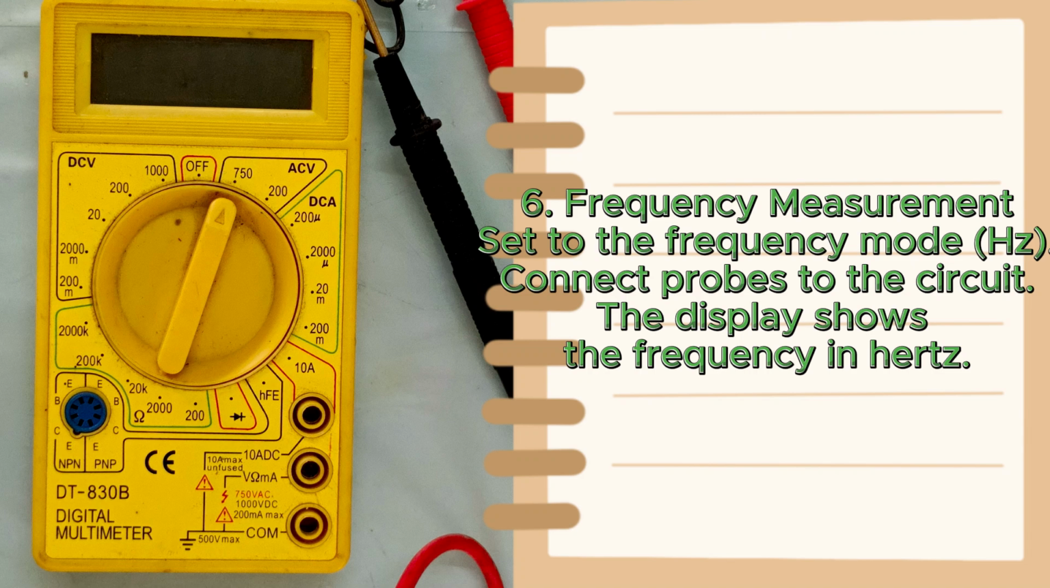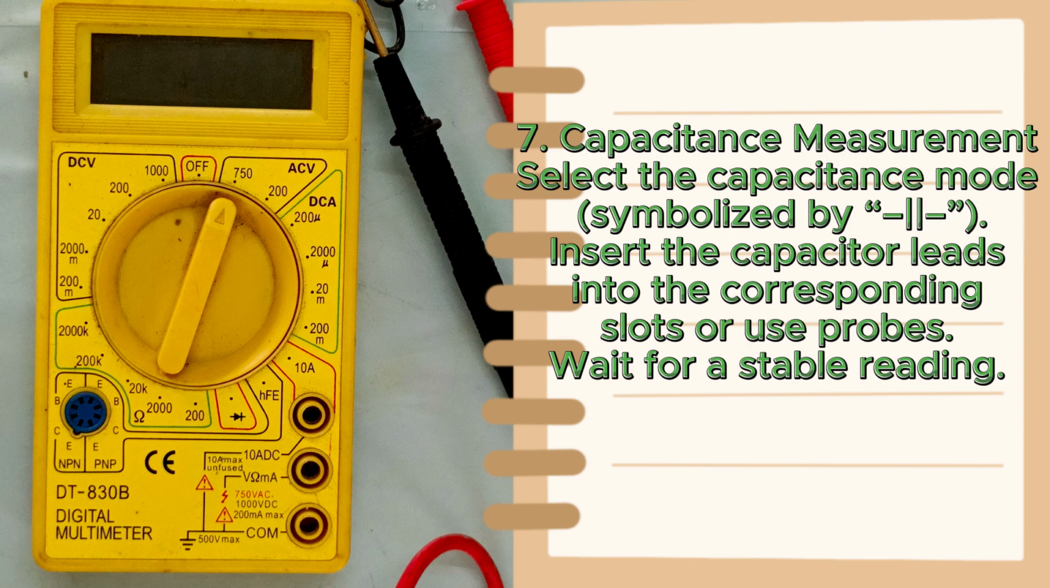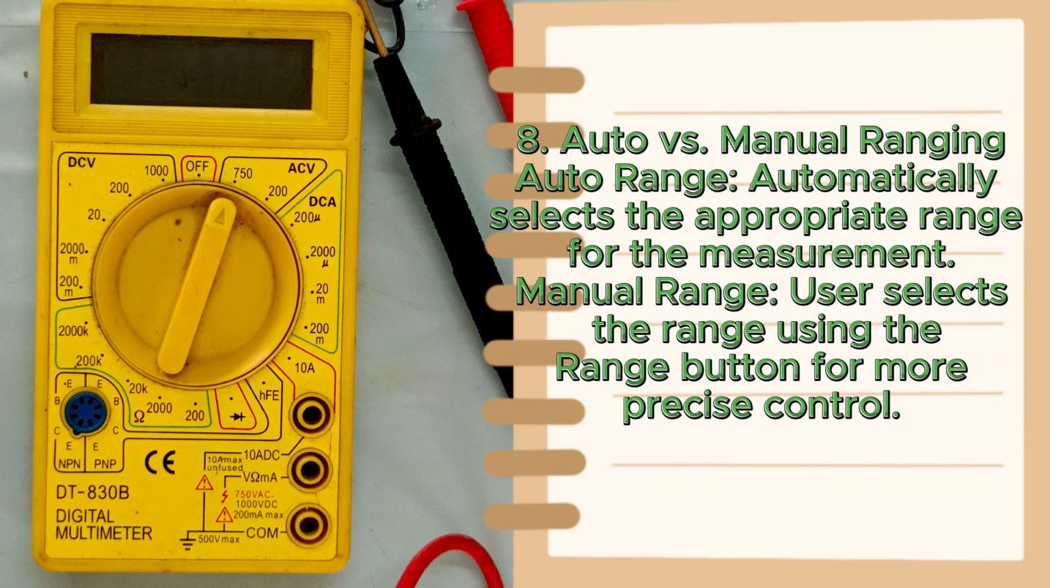6. Frequency measurement. Set to the frequency mode, Hertz. Connect probes to the circuit. The display shows the frequency in Hertz. 7. Capacitance measurement. Select the capacitance mode, symbolized by a capacitor symbol. Insert the capacitor leads into the corresponding slots or use probes. Wait for a stable reading.